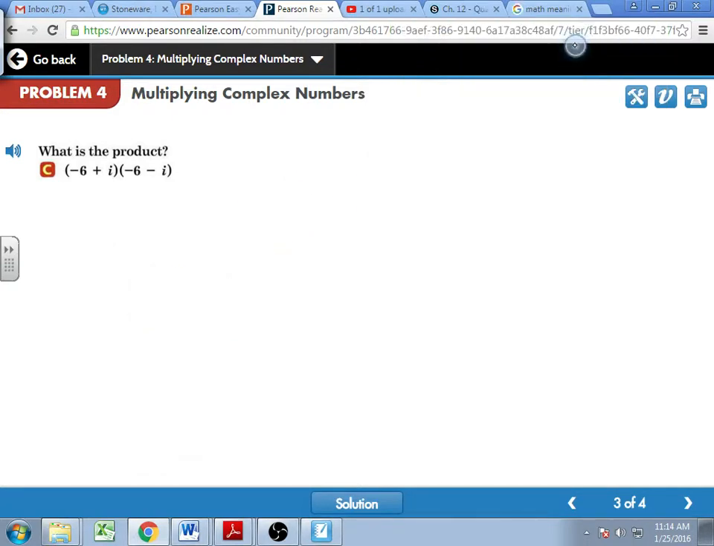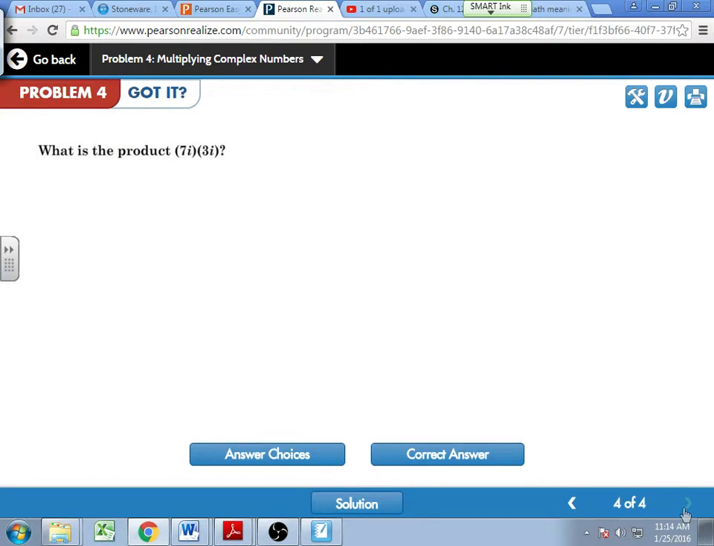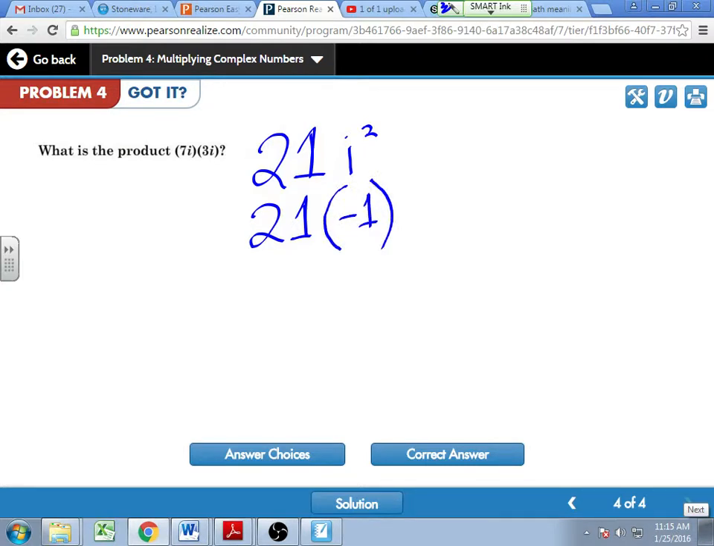Try the next one if you haven't done it yet. 7i times 3i. Close. 21i squared. The i squared is multiplied by it. So I replace it with negative 1. It's negative 21. Those are multiplying.